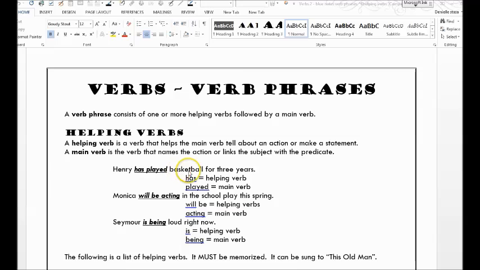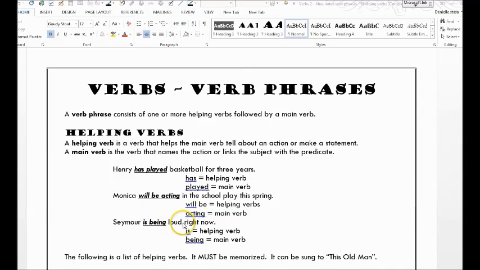So, Henry has played basketball. Has played is your verb phrase. Has is a helping verb. Played is the main verb, and it's an action verb phrase. Monica will be acting in the school play. Will and be are both helping verbs. Acting is the main verb, and the whole phrase is an action verb phrase.